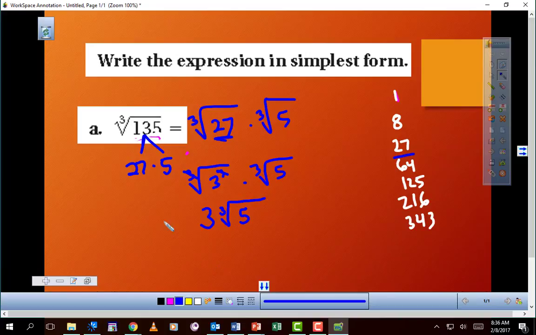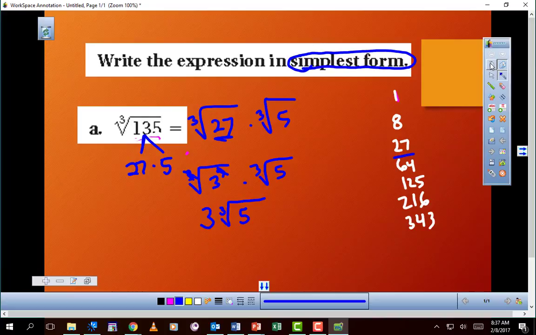And so this is what we mean by write the expression in simplest form. What that means is that there should be no perfect cubes that can simplify and come out of there. And so we've removed the one that was in here, and now it's on the outside of the radical. Okay? So simplify means if there's any perfect squares or perfect cubes or perfect fourth roots or whatever, you pull those out because they cancel off. Just like right here.